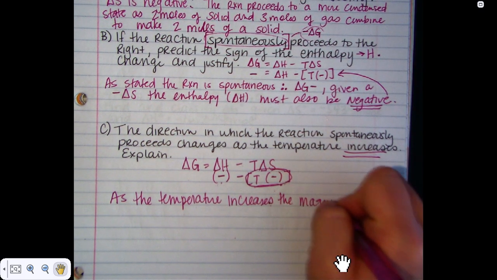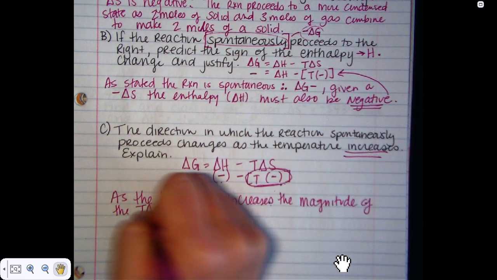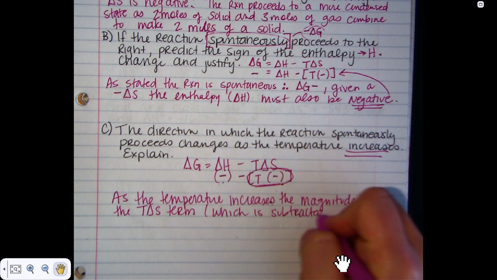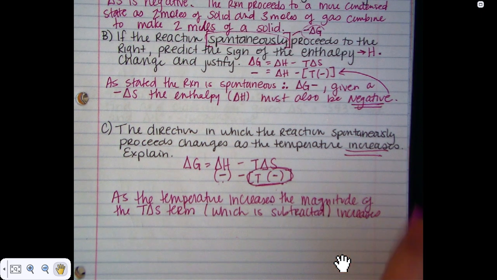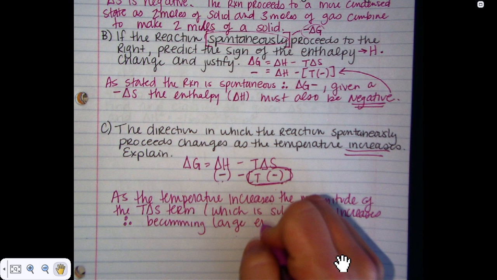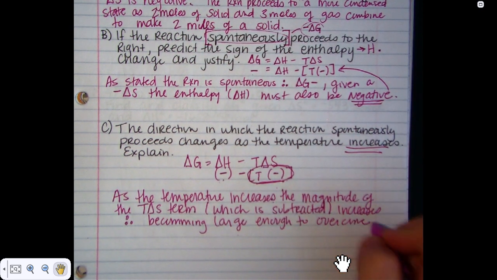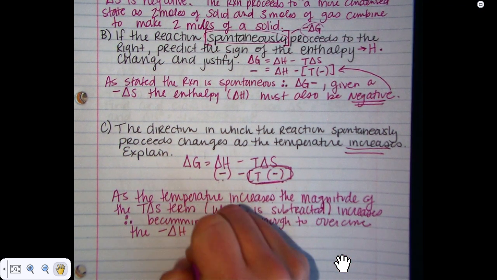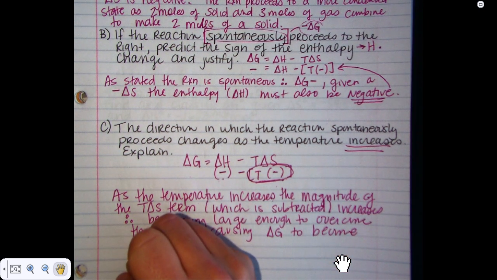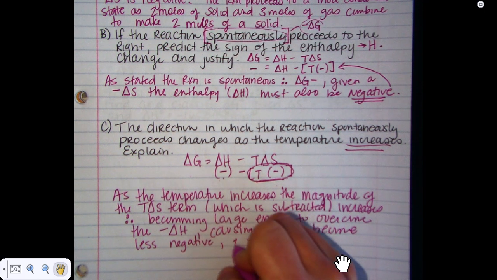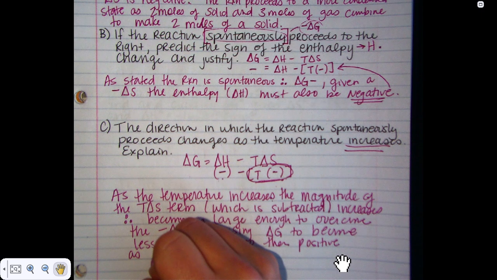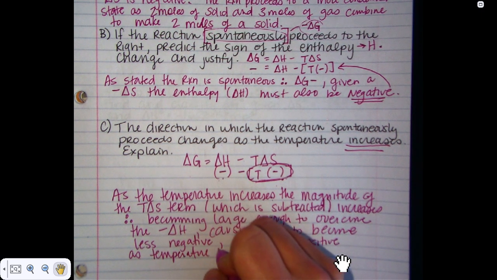So as the temperature increases, the magnitude of the T delta S term, which is subtracted, increases, therefore becoming large enough to overcome the negative delta H, causing delta G to become less negative, 0, then positive, as temperature goes up. All right.